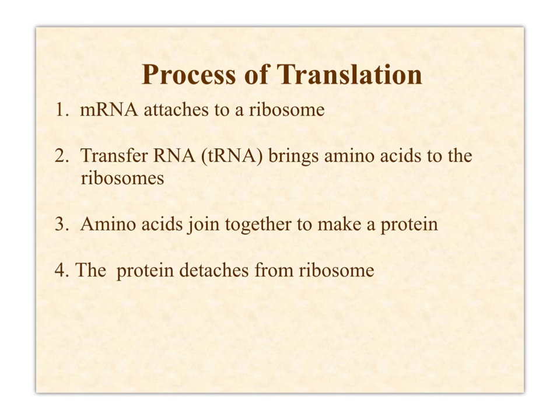So for the process of translation, step 1, the mRNA will attach to a ribosome. The ribosomes are either going to be free-floating dots in the cytoplasm, or they will be attached to, if you recall, the endoplasmic reticulum, the rough ER. Step 2, we have our other RNA molecule involved here. tRNA, which stands for transfer, is going to bring amino acids to the ribosomes. The amino acids will join together to make a protein, and finally the protein will detach from the ribosome.